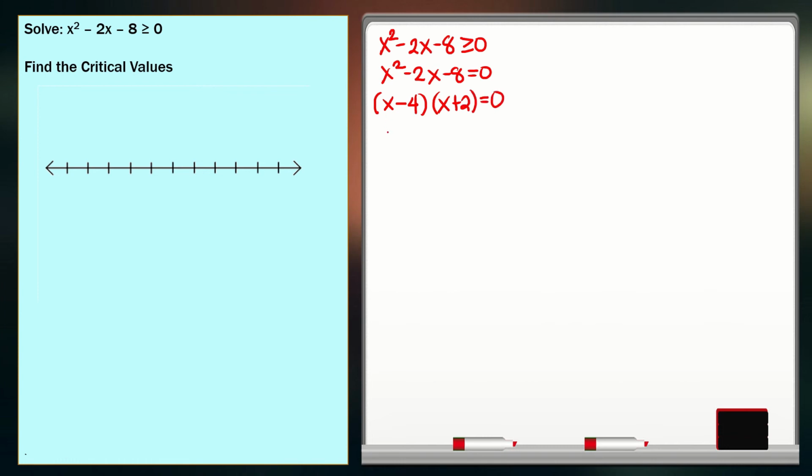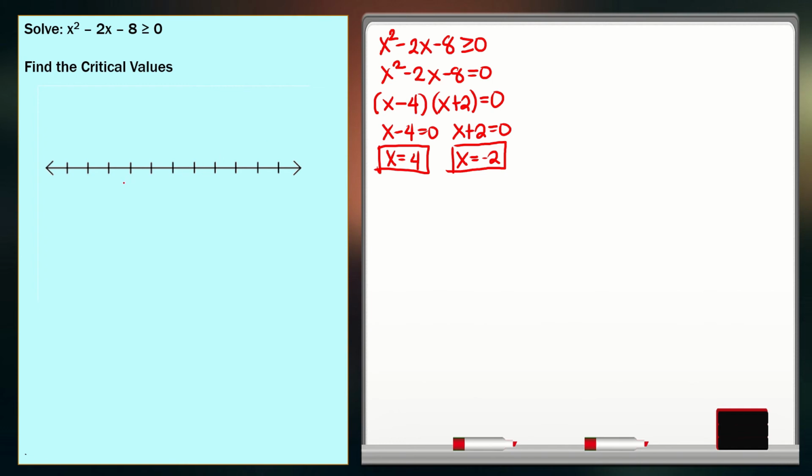Then we apply the zero product property. That's x minus 4 is equal to 0 and x plus 2 is equal to 0. We now have our critical values. We have x is equal to positive 4 and x is equal to negative 2. So these are the critical values. We will plot these on the number line.